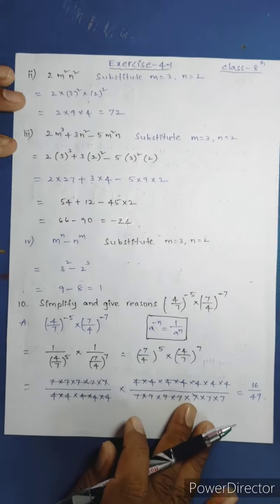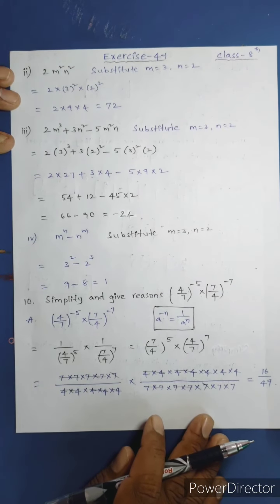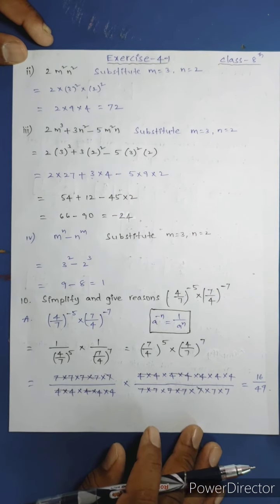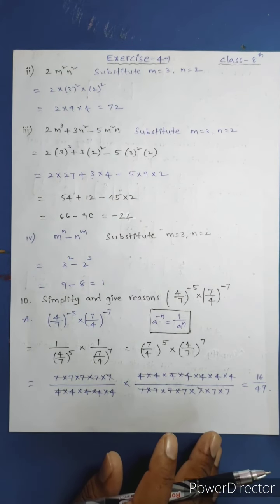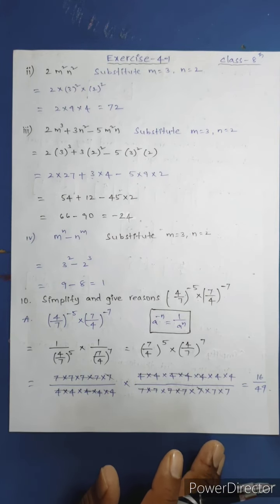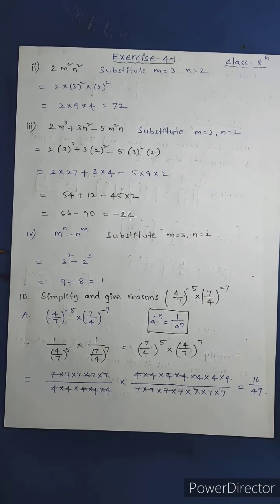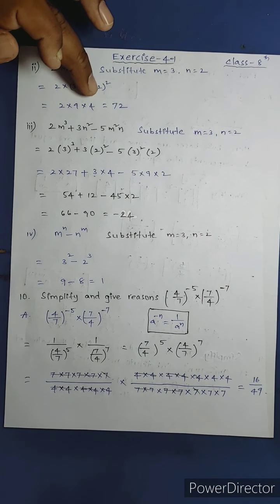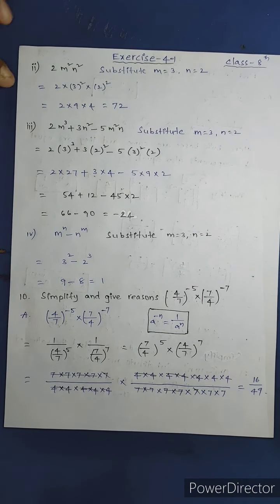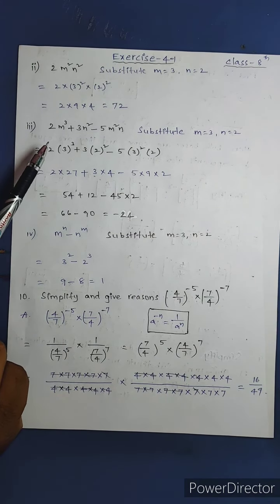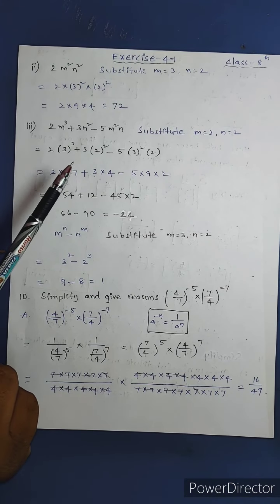Now ninth problem, second one, 2m square n square. Again substitute the value of m equal to 3, n equal to 2. 2 into 3 square into 2 square. 3 3s are 9, 2 2s are 4, 2 into 9 into 4, 2 9s are 18, 18 4s are 72. Now third problem, 2m cube plus 3n square minus 5m square n.